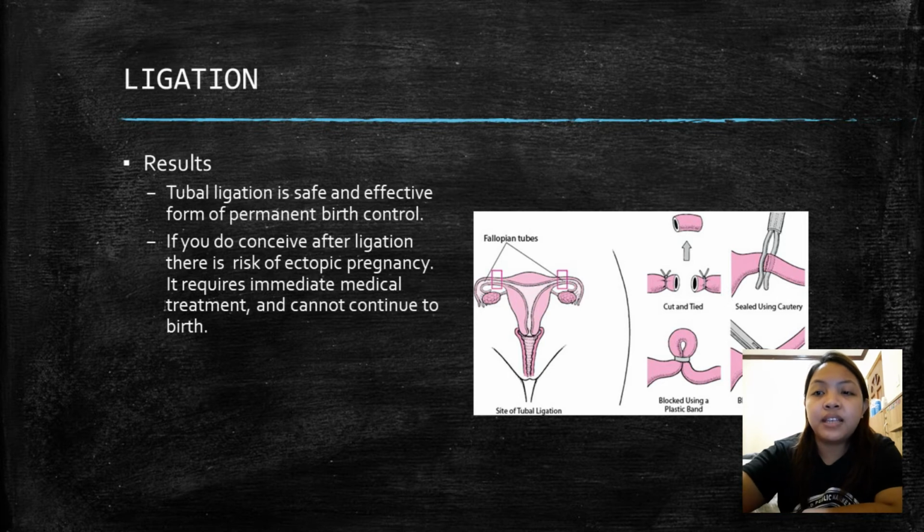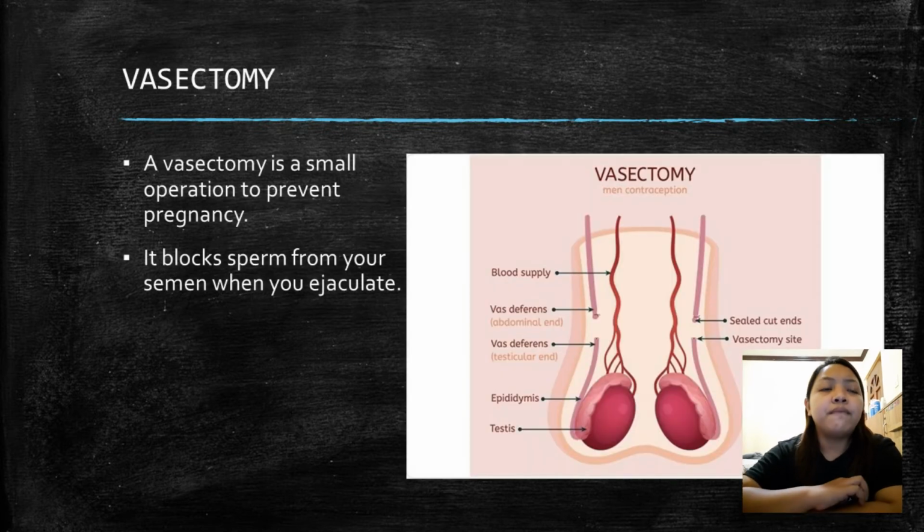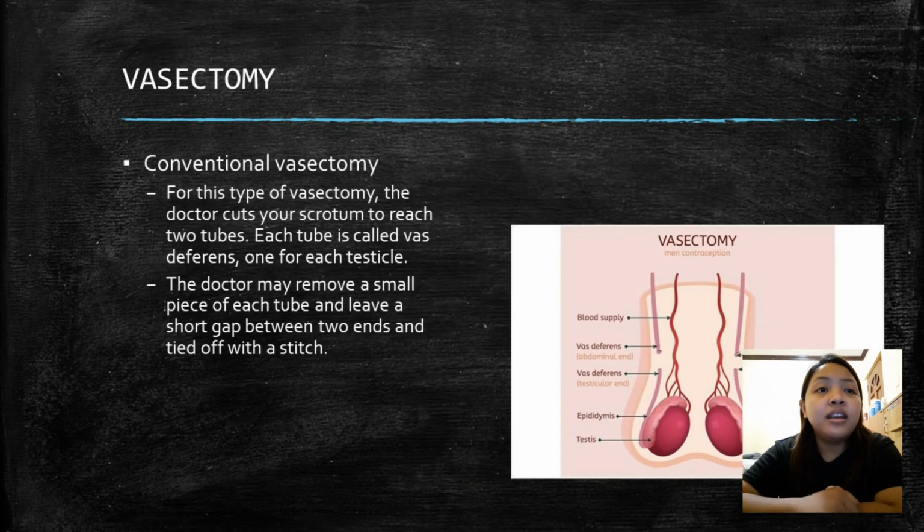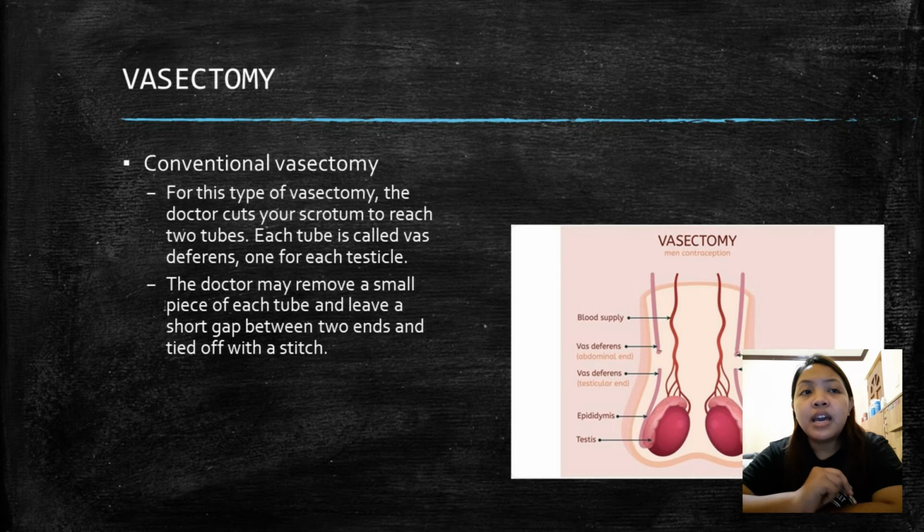Next, we have the vasectomy. What is vasectomy? Vasectomy is a small operation to prevent pregnancy. It blocks sperm from your semen when you ejaculate. There are two types. First is the conventional vasectomy. For this type of vasectomy, the doctor cuts your scrotum to reach two tubes. Each tube is called a vas deferens, one for each testicle. The doctor may remove a small piece of each tube and leave a short gap between the two ends and tie it off with a stitch.